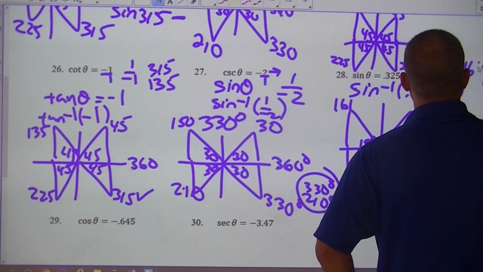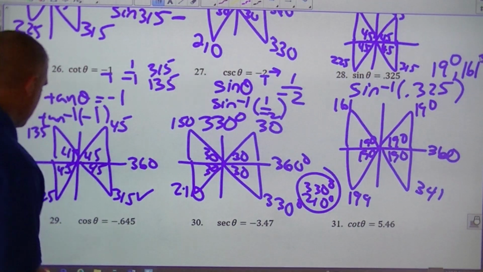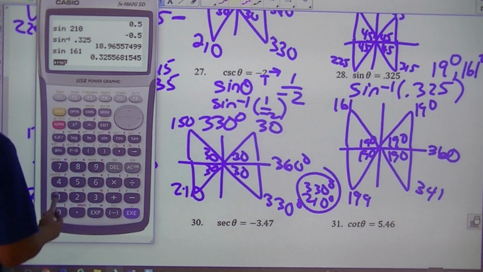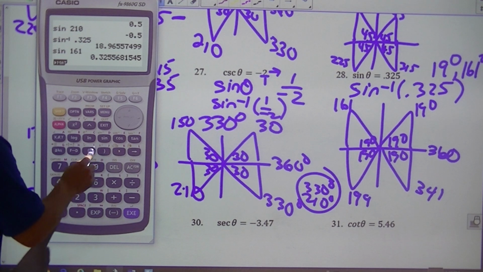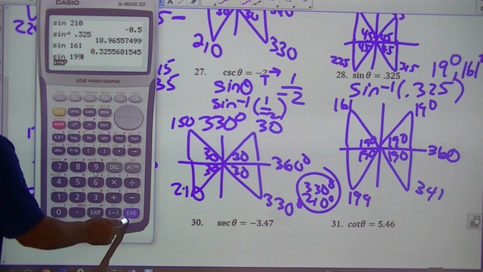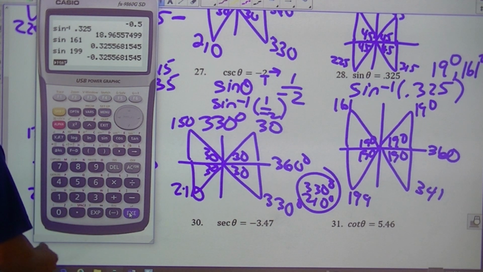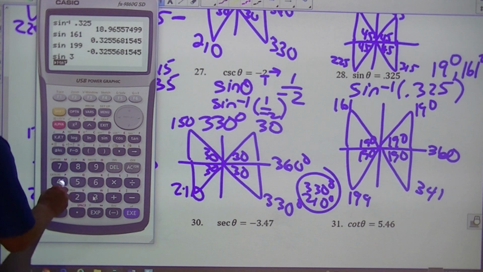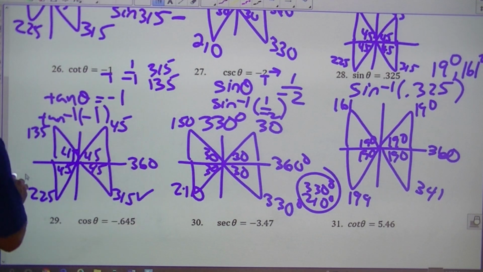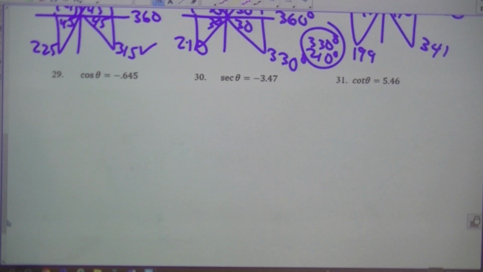And if you want to test the other ones, sine of 199, as you can see, is negative. Sine of 341 is negative. All right? Moving on, last three problems.